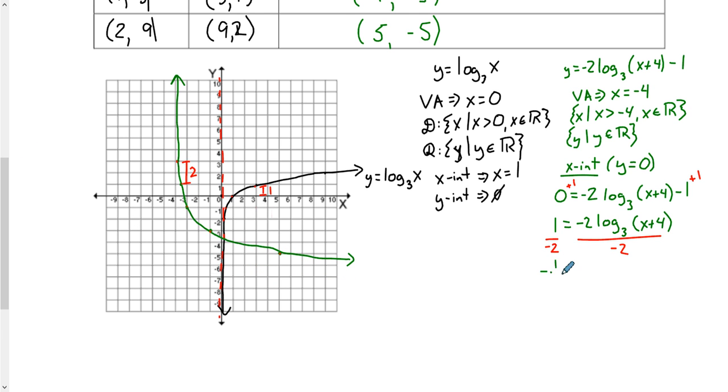So we have -1/2 equals log base 3 of x plus 4. Now you're gonna like this and hate this next part. We're gonna use some whiplash. Take our base 3, to the power of negative 1/2, and it's going to equal x plus 4. So this is the part that you might groan about, but at the same time, it's really nice and simple.